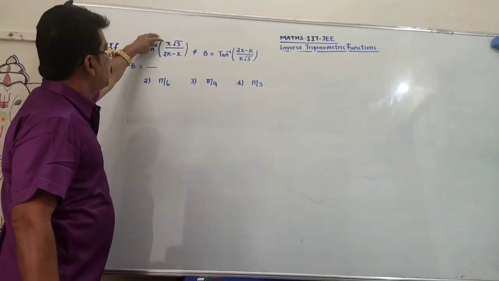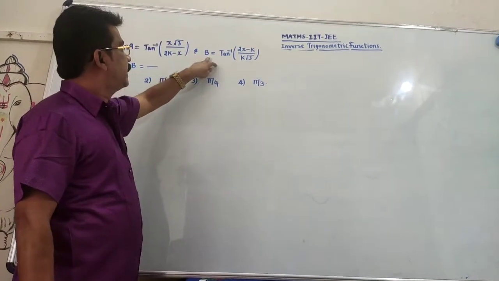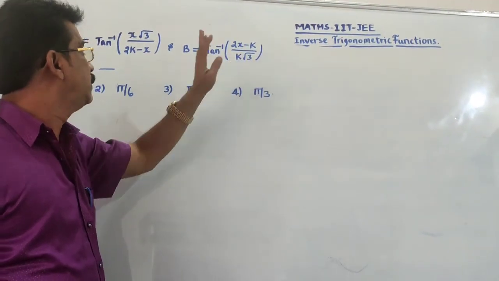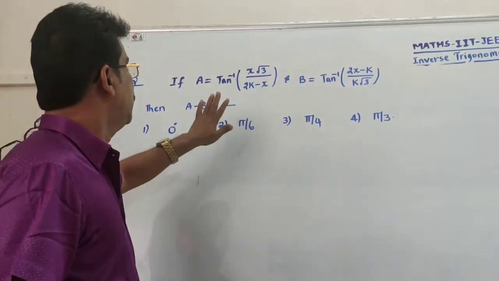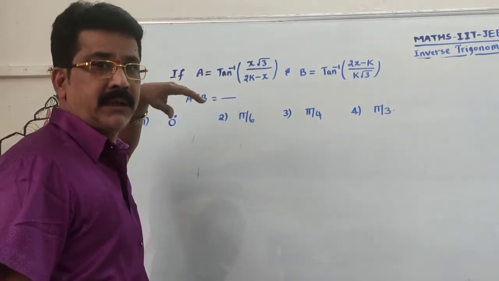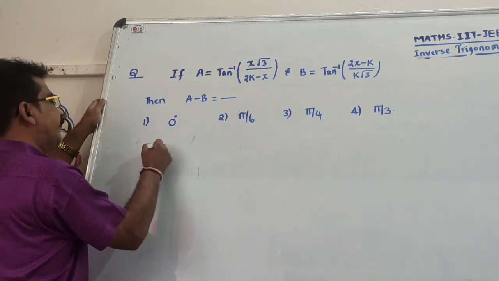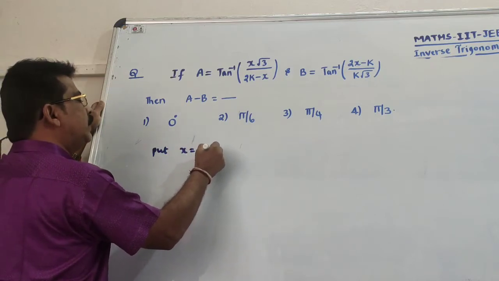A equal to tan inverse of x root 3 divided by 2k minus x, and B equal to tan inverse of 2x minus k divided by k root 3. Then A minus B is what? Four options are given. Actually, about x and k, no separate conditions are given. That's why I am taking x equal to 1, k equal to 1.